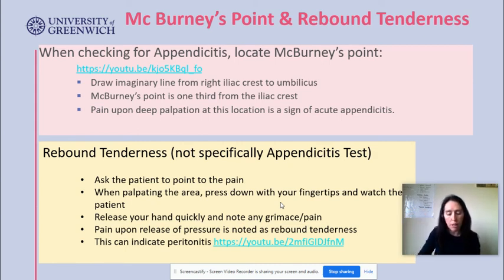So you're palpating. Normally, when you're palpating an area, the patient will go, that hurts. But with rebound tenderness, it's going to hurt when you take the palpation away. That's when the pain occurs. So that's normally indicative of peritonitis. Again, peritonitis is going to be in your homework. So note that as a little abnormal finding.